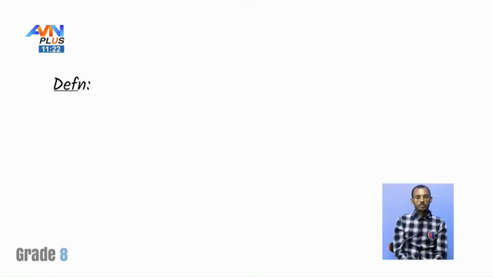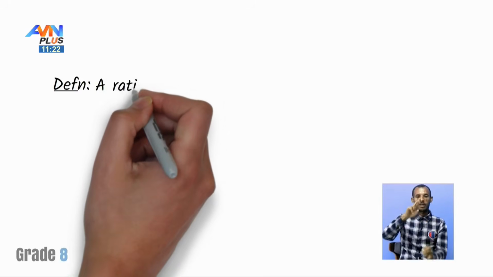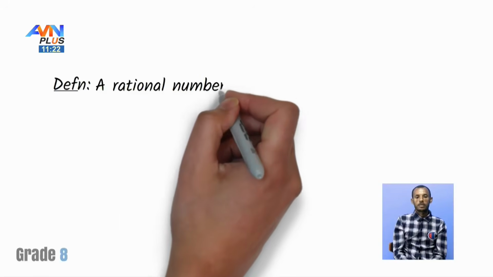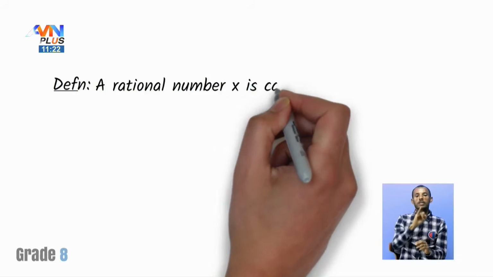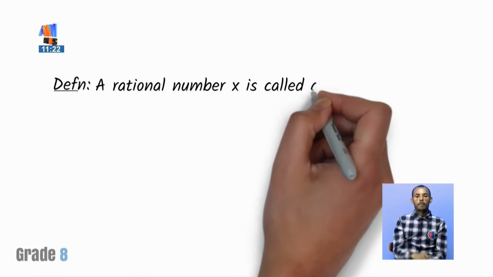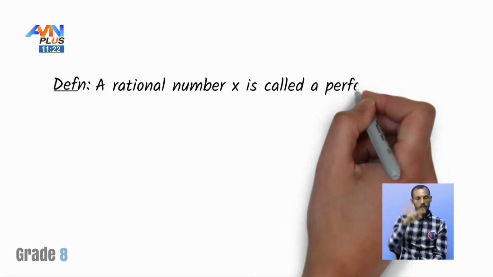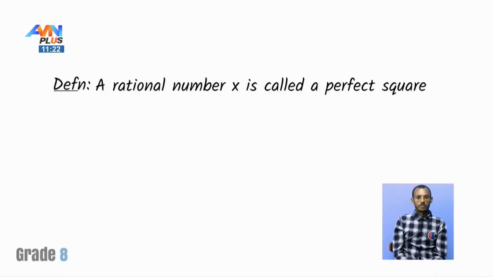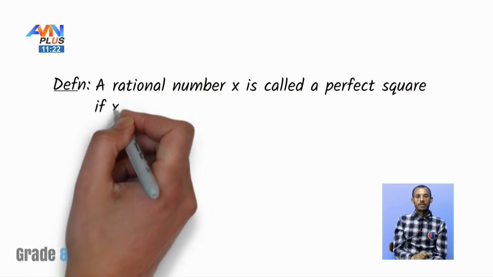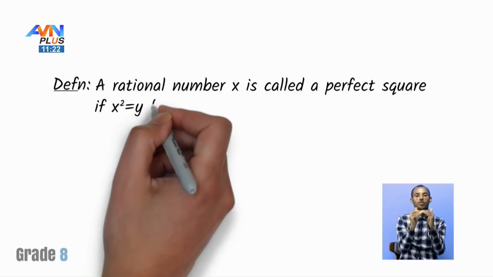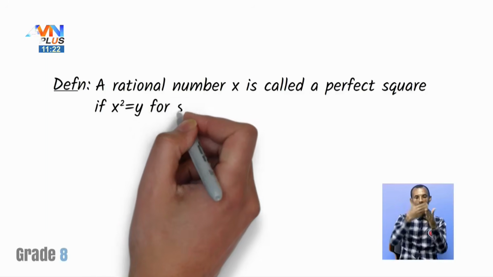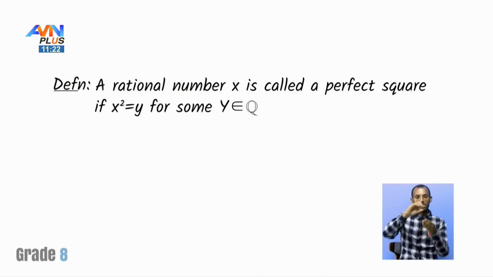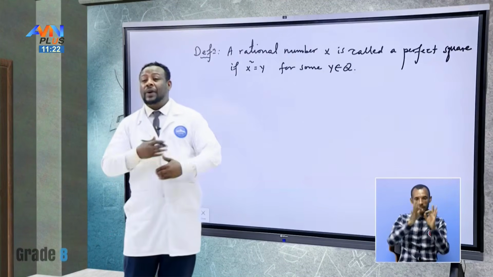Okay, a rational number x is called a perfect square if x squared is equal to y, for some y an element of rational numbers. Okay, so this is the definition of a perfect square.